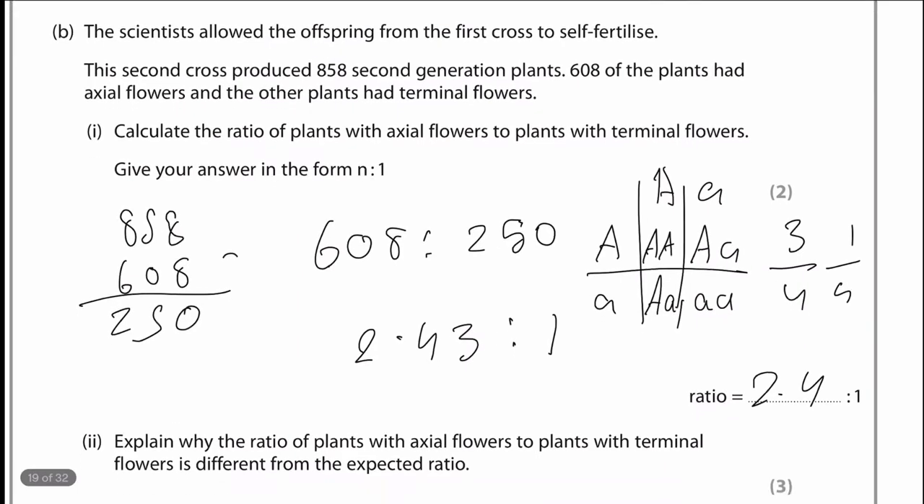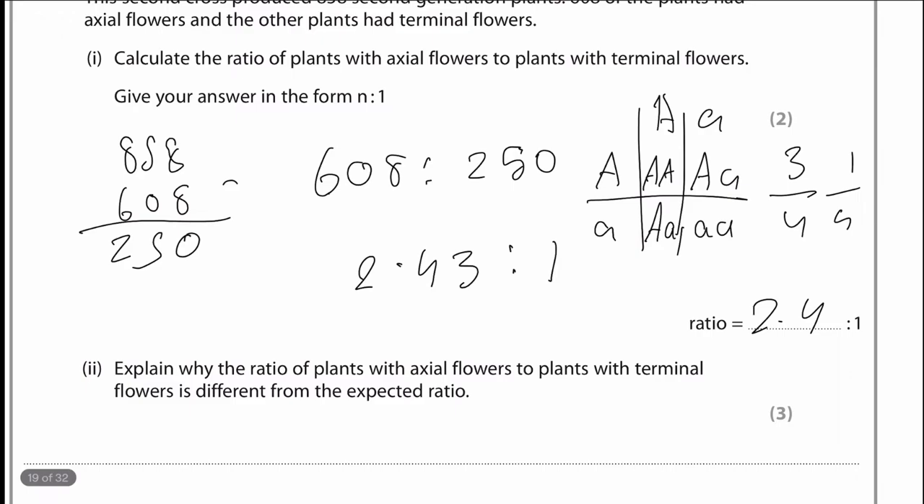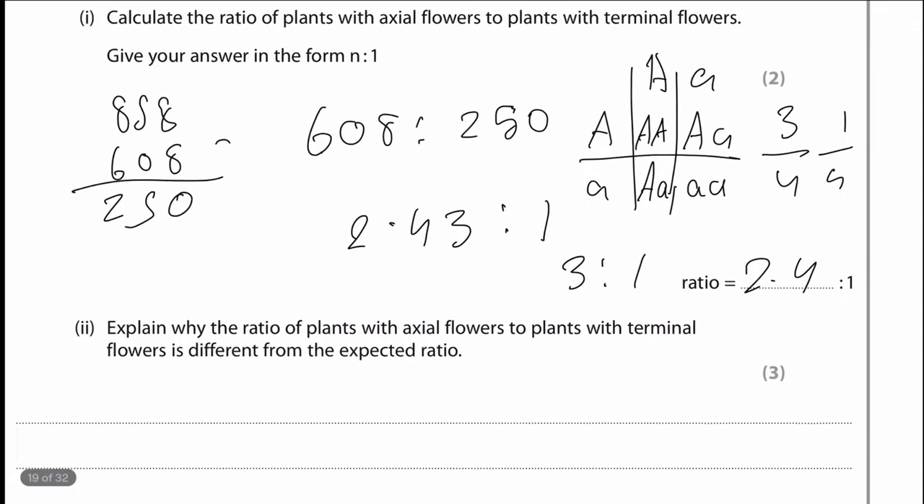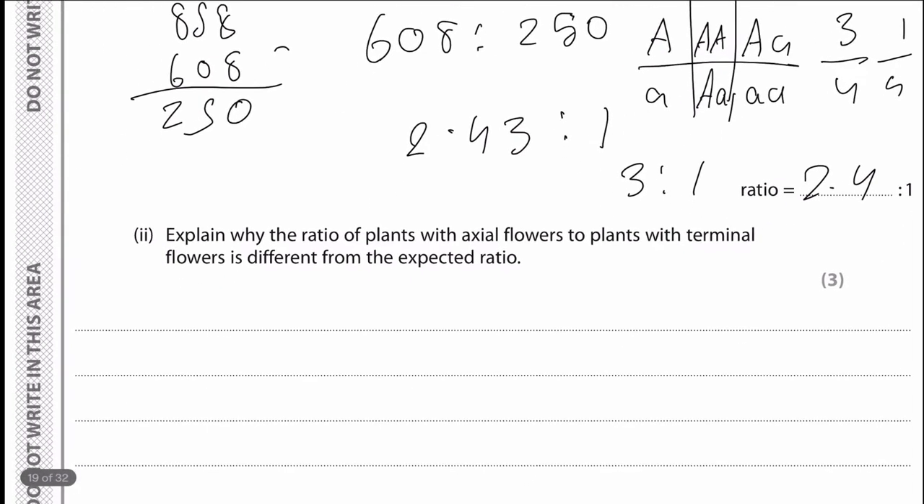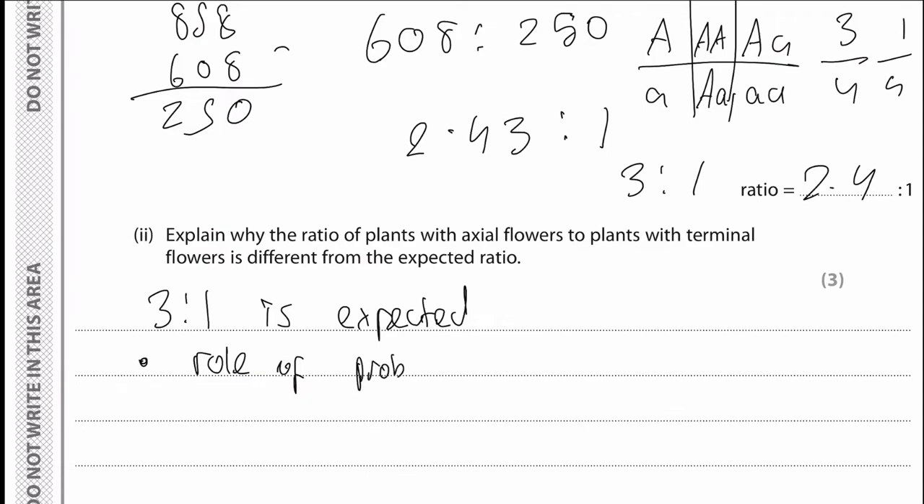But in reality, we have a different ratio to the expected. We have something different. It's supposed to be 3 to 1, right? 3 to 1 ratio. But instead, we have 2.43 to 1. So why is that happening? Why is it different? Well, first, let's write 3 to 1 is expected. And the reason for this is because there is a role of chance. There's a probability. Okay, nothing is guaranteed. These are just the expected odds, right?